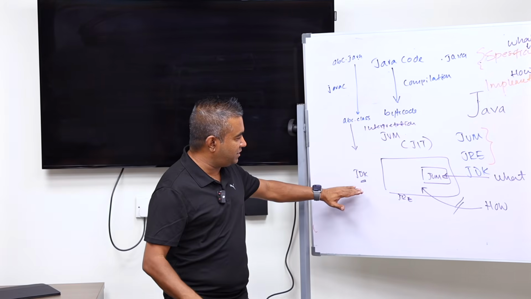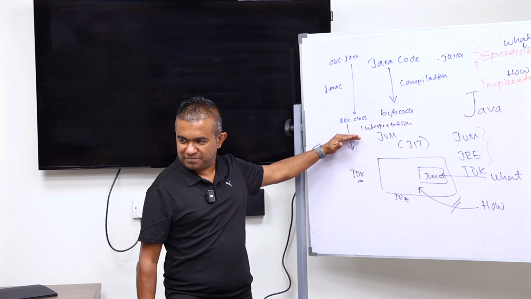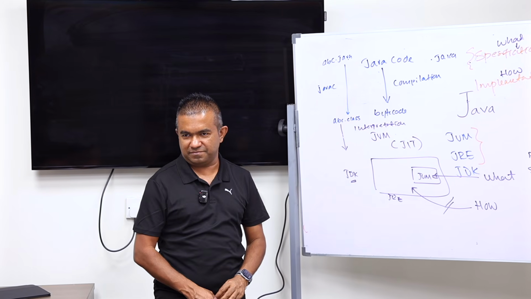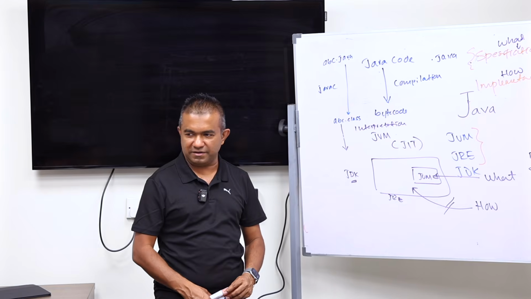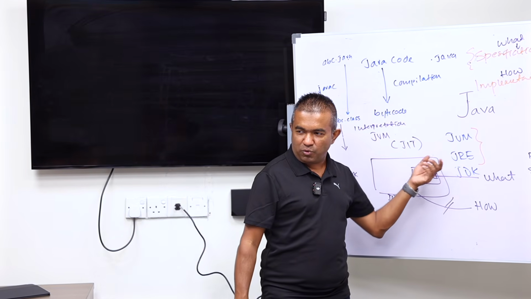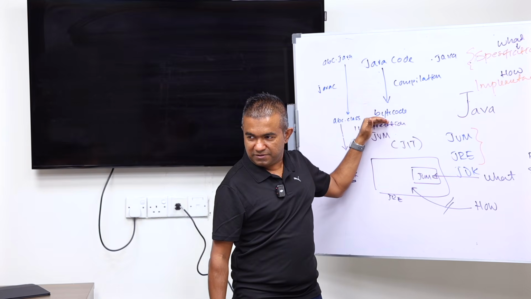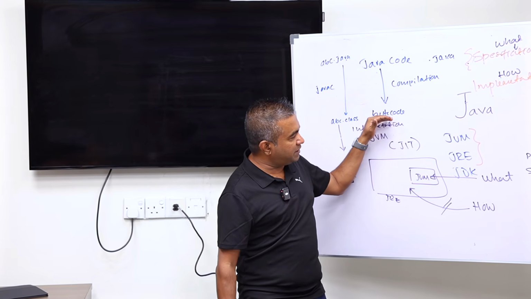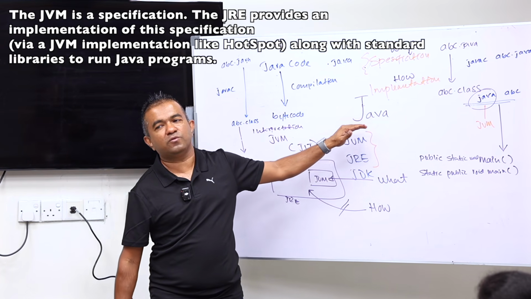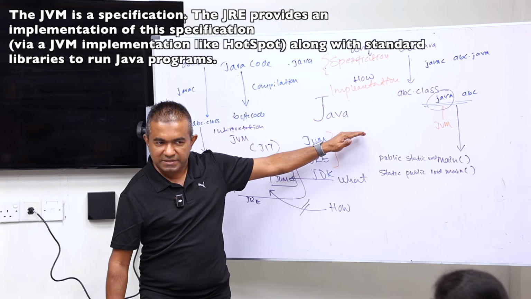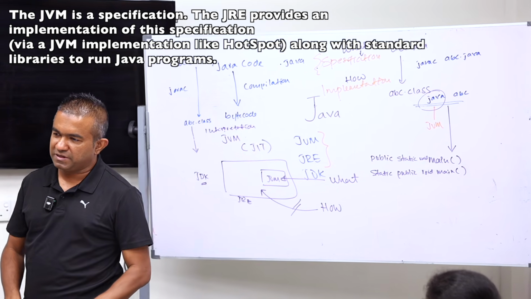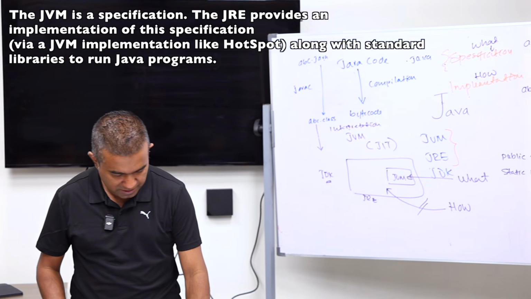JDK is only needed to compile the program. Once you compile the program, you do not need the JDK. Then you need the JRE, right. So, why JRE? Because the program is compiled to bytecode. Now, bytecode will be interpreted by the JVM. The JVM has a specification of how it needs to be done, and the JRE implemented that specification and provided that environment on the particular operating system. Okay? So, that is how it works.